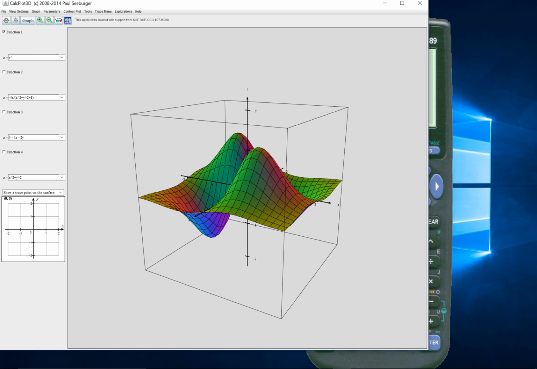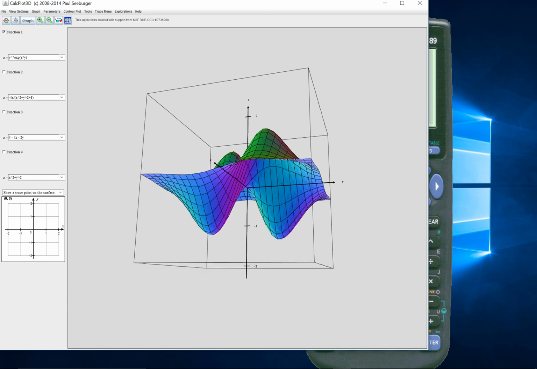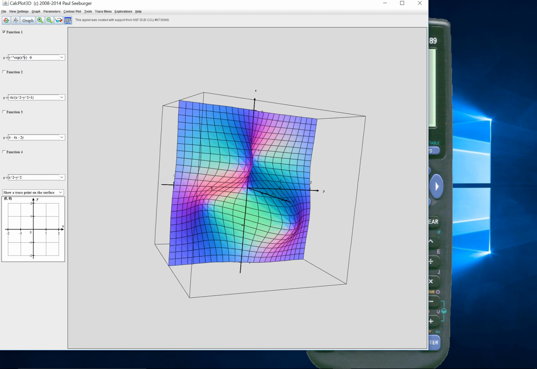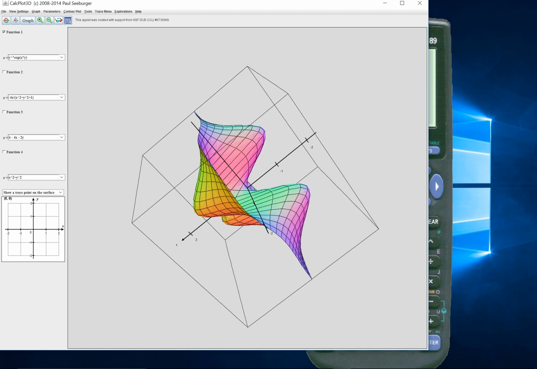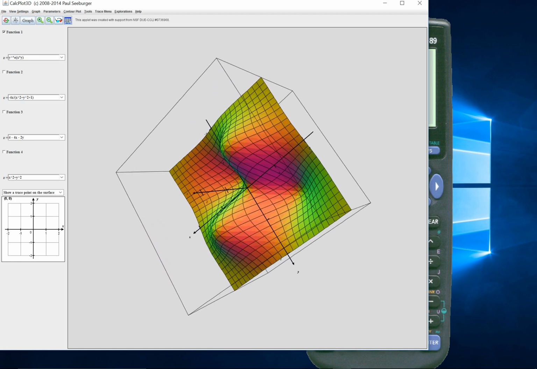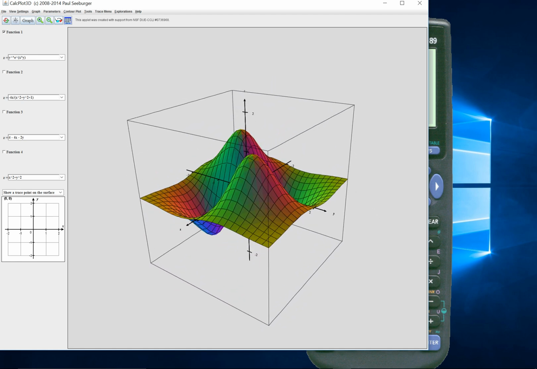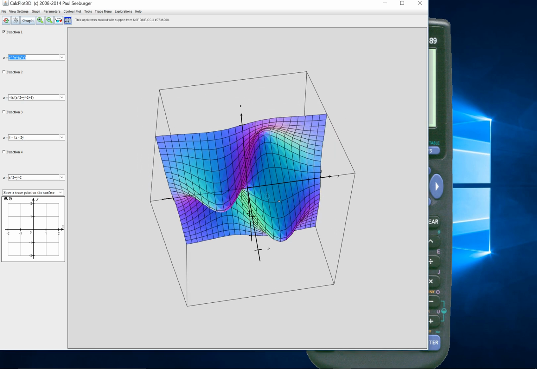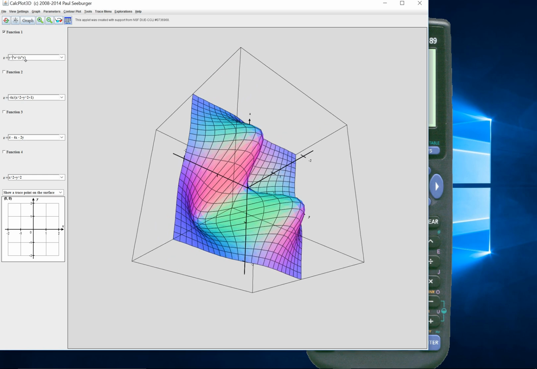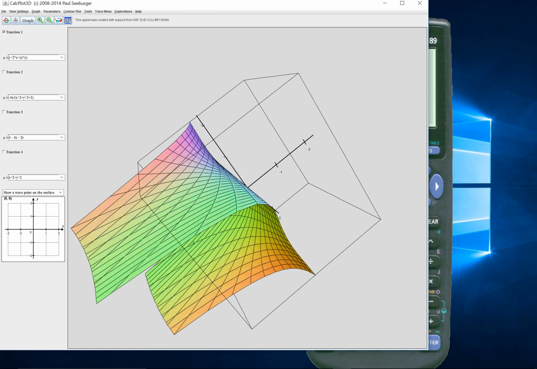Y squared times exp of x times y, is that right? Oh yeah, because it doesn't like exp. E to the... Oh, because I didn't get a y squared in there anymore. That's the problem. Okay, there it is.